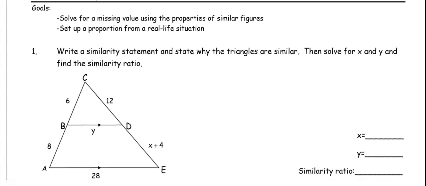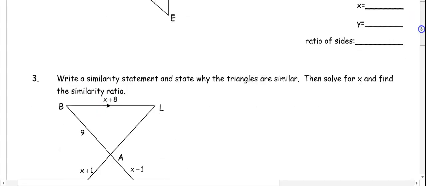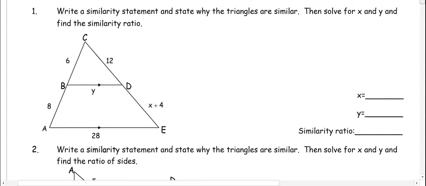This video is about solving for a missing value using properties of similar figures and setting up a proportion for real life situations. So in number one, we want to write a similarity statement and state why the triangles are similar, then solve for x and y and find the similarity ratio.